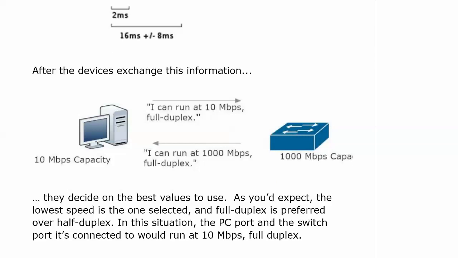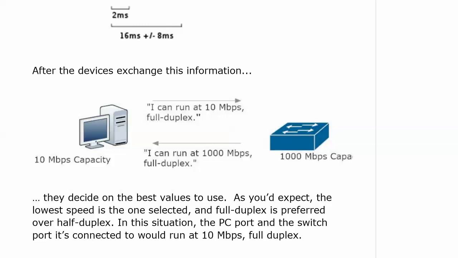Now, after the devices exchange this information, we've got a host saying, hey, I can run at 10 meg full duplex. The switch port is saying I can run at 1,000 meg full duplex. They decide on the best values to use. Now, as you would expect, the lowest speed is the one that's going to be selected. Also, full duplex is always going to be preferred over half duplex. And in this situation, the PC port and the switch port it's connected to would agree to run at 10 meg full duplex.